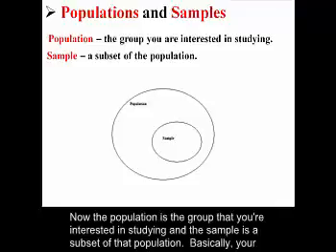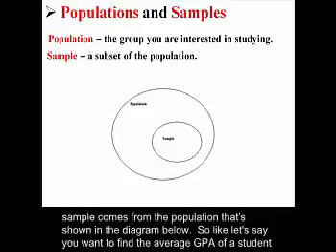Now, the data you get will be drawn from either populations or samples, usually samples, but I'm going to explain both. Now, the population is the group that you're interested in studying, and the sample is a subset of that population. Basically, your sample comes from the population, as shown in the diagram below.